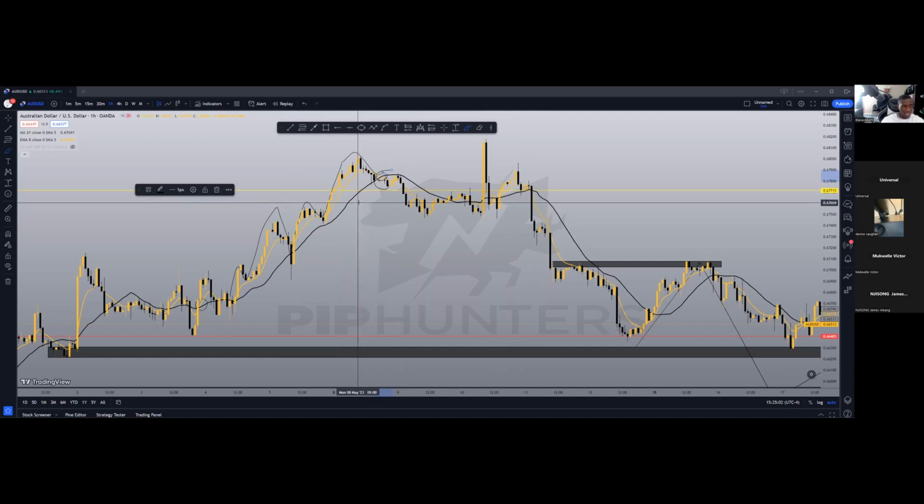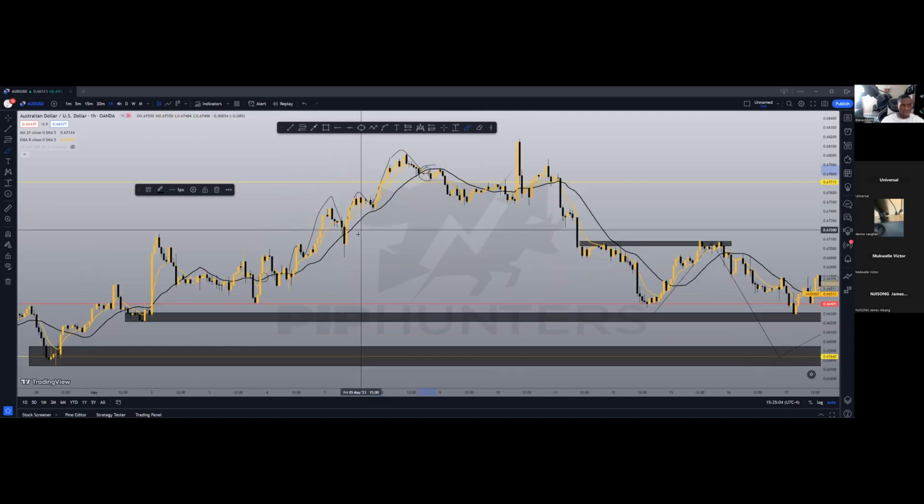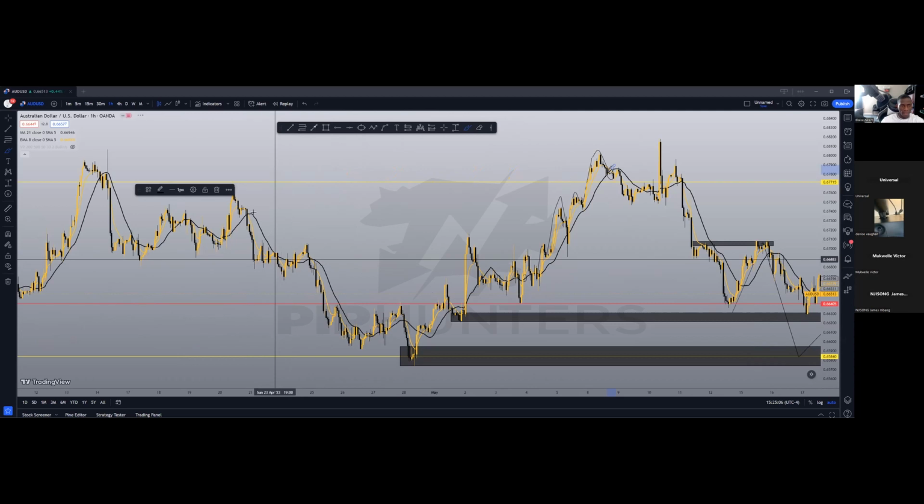Does that make sense to you guys? Do you see the examples on my screen? You see it crossed here. The black is above the yellow. It's going down. It's a bearish market, right? It crosses again here. It goes to a bullish, just like that.